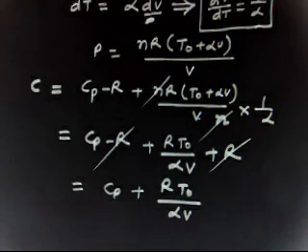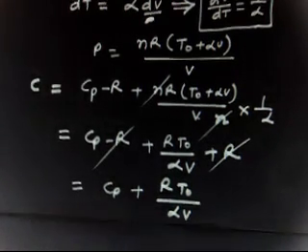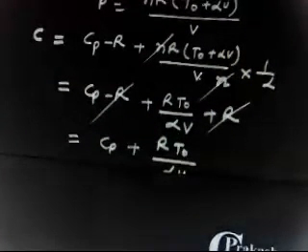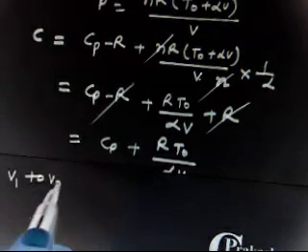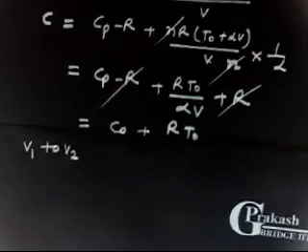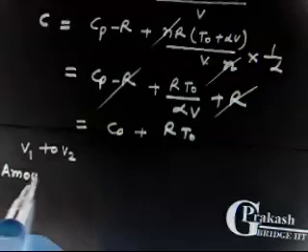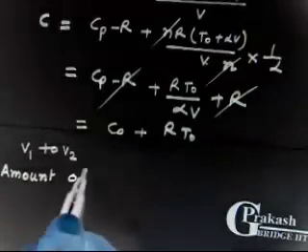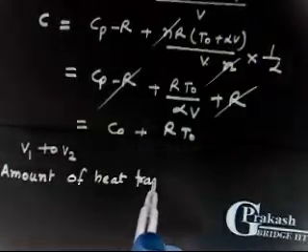Now B part of the question says, find out the work performed, or heat. Let me see. The amount of heat transferred to the gas if the volume increases from V1 to V2. So you have to find, if the volume changes from V1 to V2, what is the heat transferred? So the amount of heat transfer, we have to find out. Amount of heat transferred.